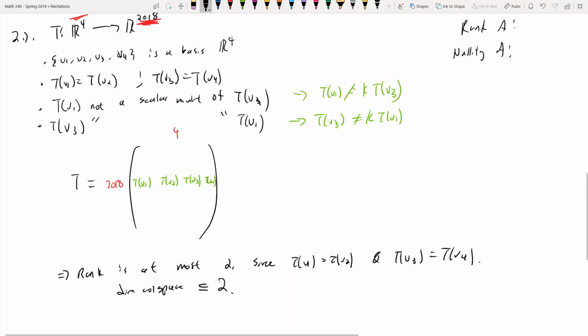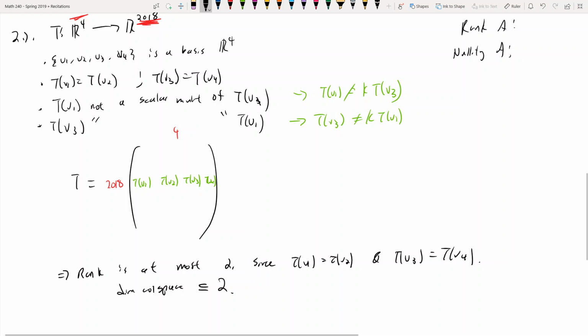Right, so that's what we actually want, because you have those vectors that are equal to each other. Okay, and then you know the dimension of the column space is less than or equal to 2. So what makes it not less than 2? Yes, 1 and 3 are linearly independent, and the last two things told us that TV1 and TV3 aren't 0.